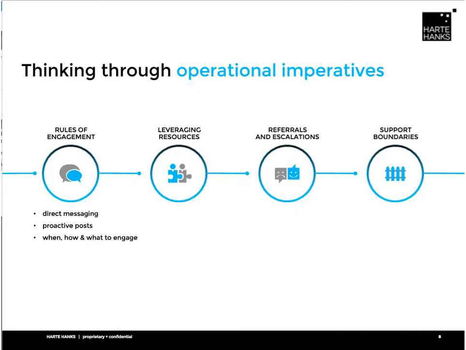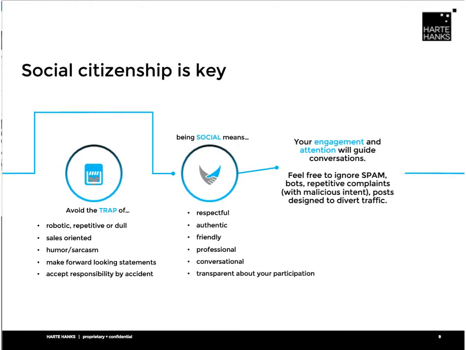And then finally, I'd mentioned before, support boundaries. Just what's in, what's out, what am I going to support, what goes beyond me. So when I'm engaging with customers, what are the do's and don'ts of that? On the left-hand side, avoid robotic responses, avoid pre-written scripts. You probably want to stay away from trying to be too funny or too sarcastic because that can be seen as uncaring or offensive. Trying to push hard sales messages, tough to do in social.